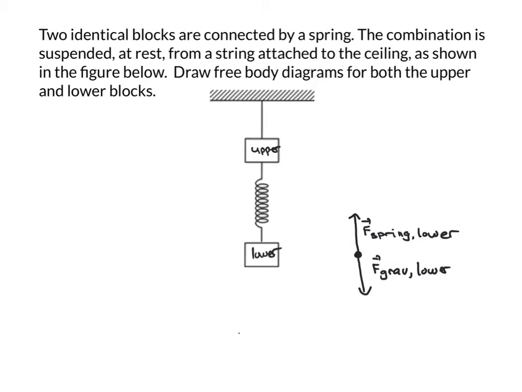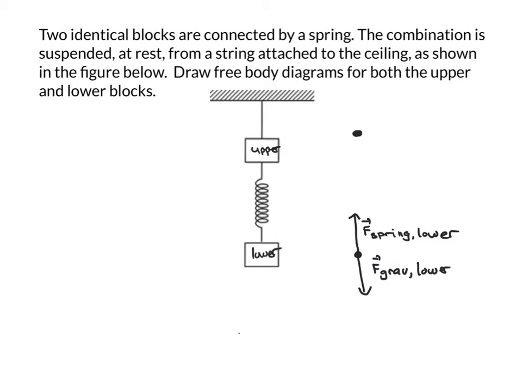Okay, let's move on to the upper block. The upper block will be represented by a dot up here. And let's identify the forces that act on the upper block. Let's start with the contact forces. So now we want to look at the upper block and see what is actually touching it. And there are really two things: a spring and a string, and those are each going to exert forces.